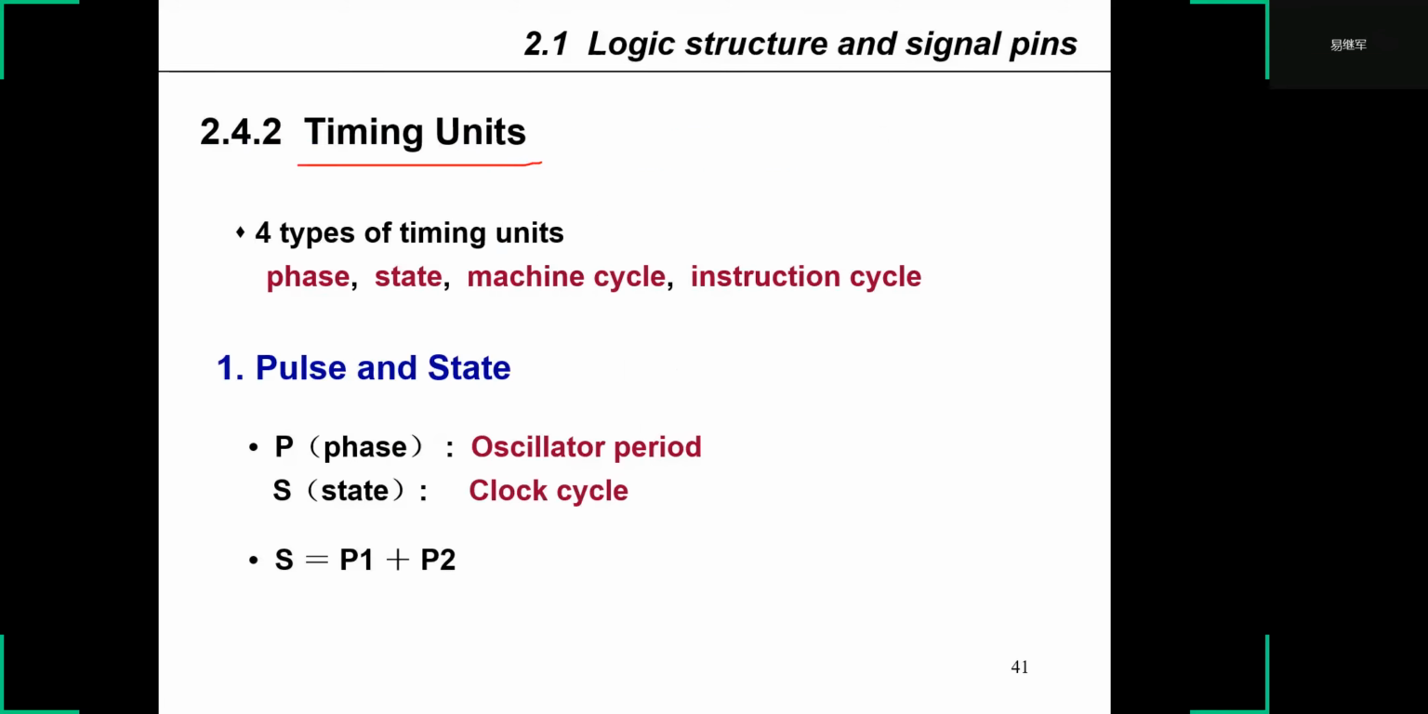Timing units. 4 types of timing units: phase, state, machine cycle, instruction cycle. Pulse and state. P is the phase, the oscillator period. S is a clock cycle. Two oscillator periods give one clock cycle.